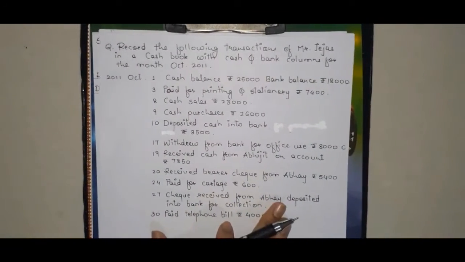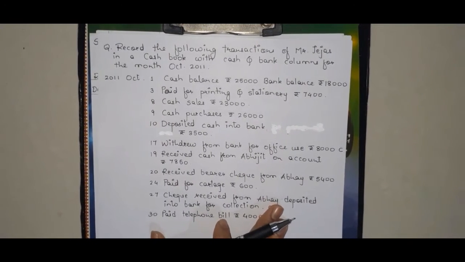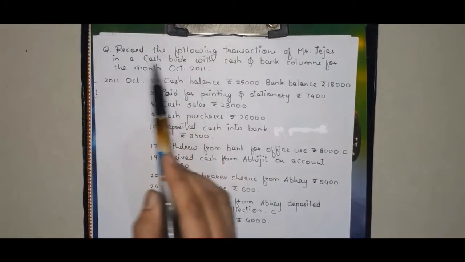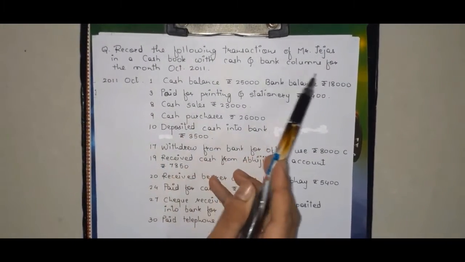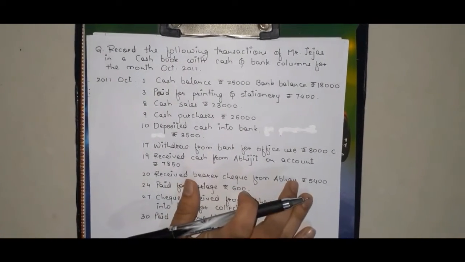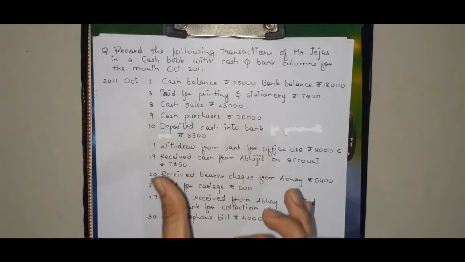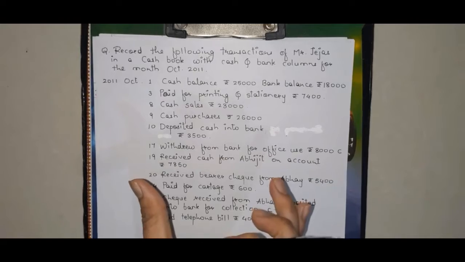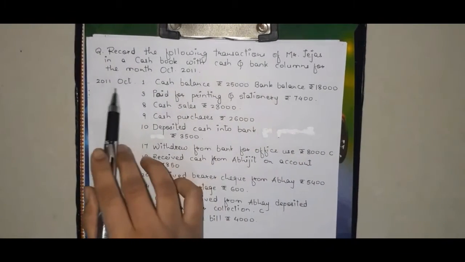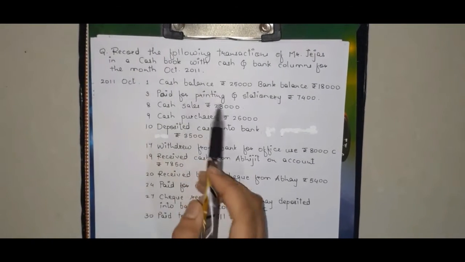So this is the example of double column cash book with cash and bank column. Let's see the example. Record the following transactions of Mr. Tejas in a cash book with cash and bank columns for the month October 2011. All these transactions are of Mr. Tejas. We have to record these transactions in the cash book with cash and bank column of Mr. Tejas. Now let's see the first transaction, on 2011 October 1st.